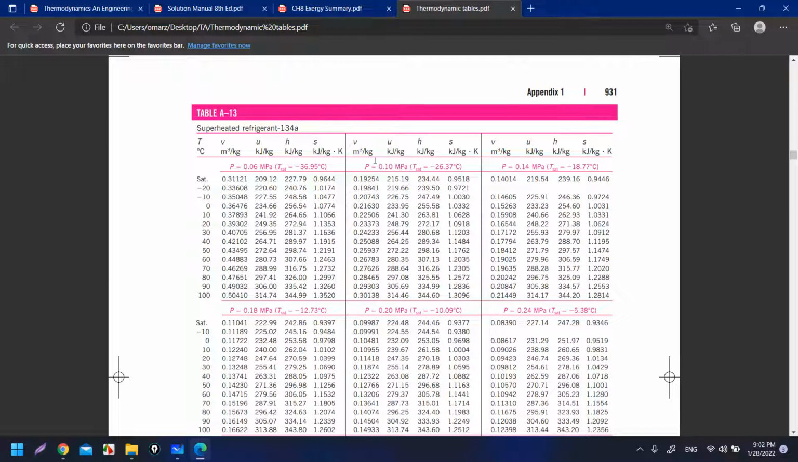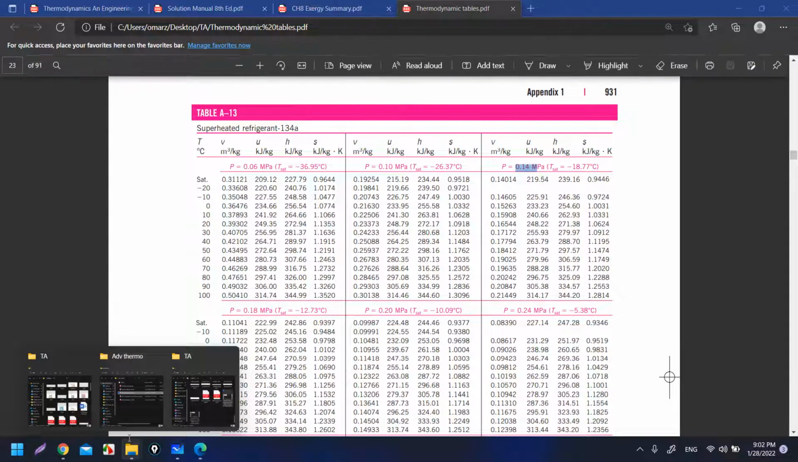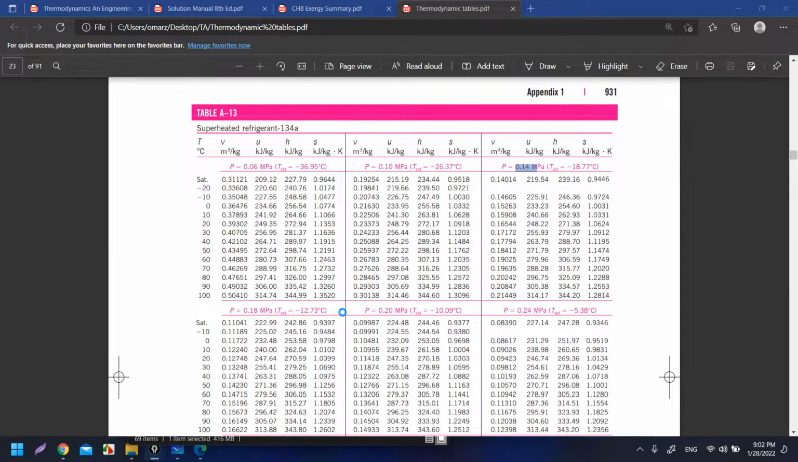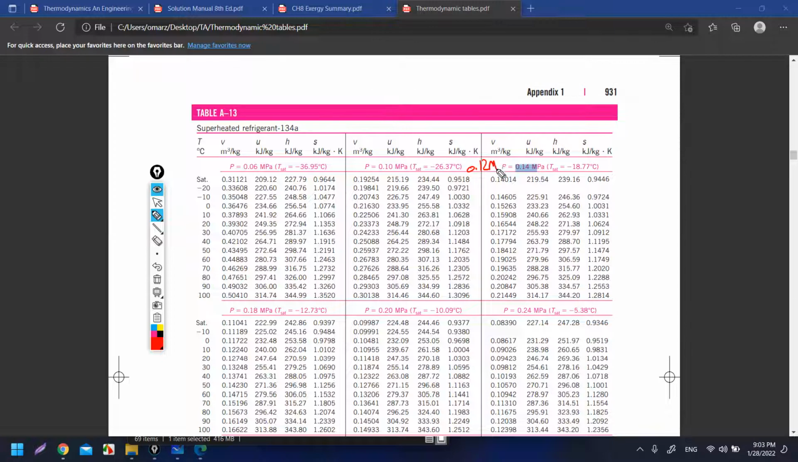At 0.12 megapascal is not here, but it is between 0.10 megapascal and 0.14 megapascal, and it is exactly in the middle. So here it is 0.12 megapascal. If I take, at 80 degrees Celsius, the specific volume at 0.10 and the specific volume at 0.14, add them and divide, I will get the average. The average will be for the 0.12 megapascal, and I will do the same with U and with S, at 80 degrees Celsius.